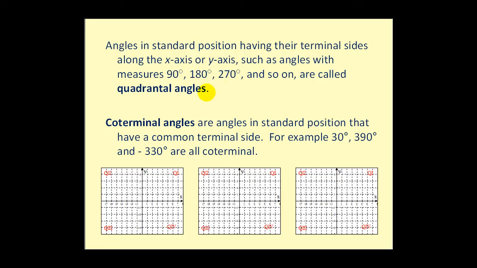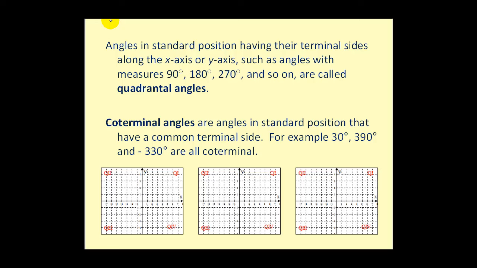Let's go ahead and talk about coterminal angles now. Coterminal angles are angles in standard position that have a common terminal side. So for example, 30 degrees, 390 degrees, and negative 330 degrees are all coterminal angles. And let's take a look at why.